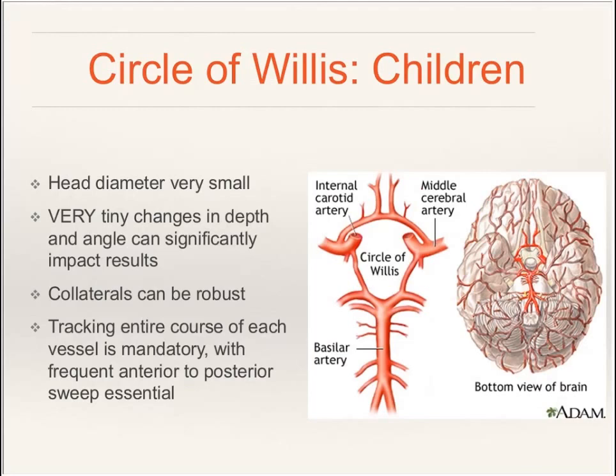So when we think about the circle of Willis, we have to keep in mind it is a very small vascular ring at the base of the skull. If you were to go into an anatomy lab and do a brain dissection, you would find that the circle of Willis in an adult is about the size of a half dollar, and in children is smaller than that. So keep that in mind when you're thinking about insonating these vessels.